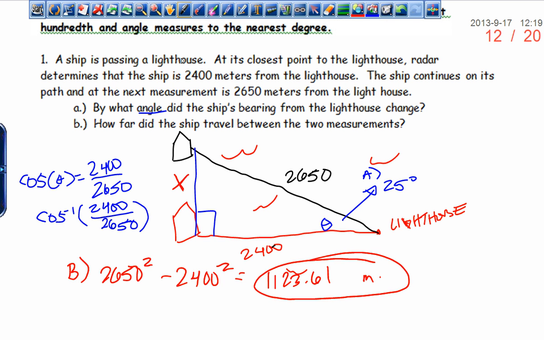About either A or B. How would we do the picture? I know it doesn't look like a ship, but you know.